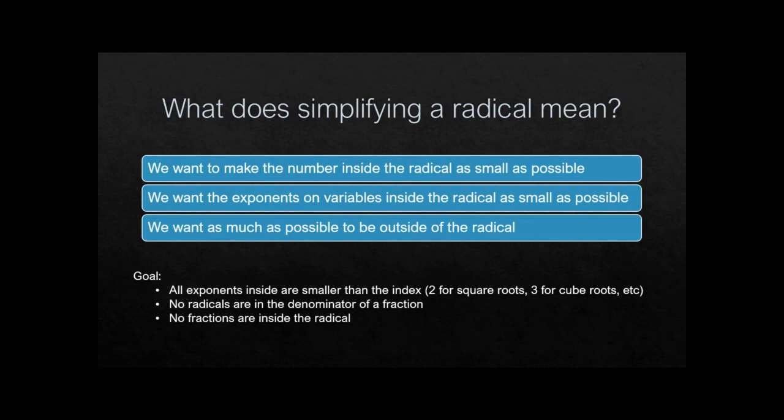No radicals are in a denominator of a fraction, so we don't want any square roots in the bottom of a fraction. And we don't want any fractions inside a square root or inside the radical. So our goal is to separate those out. What we're going to be dealing with today is just the first one, just the top one, is making sure that anything that has exponents on the inside is smaller than the index so that we can simplify it.